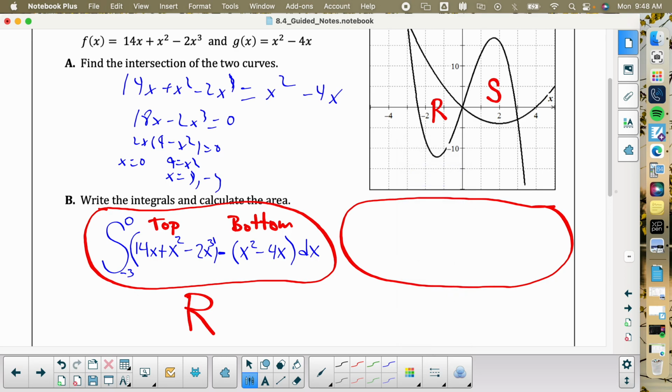The second integral is going to be from 0 to 3, so section S. Section S starts at x equals 0 and ends at x equals 3.